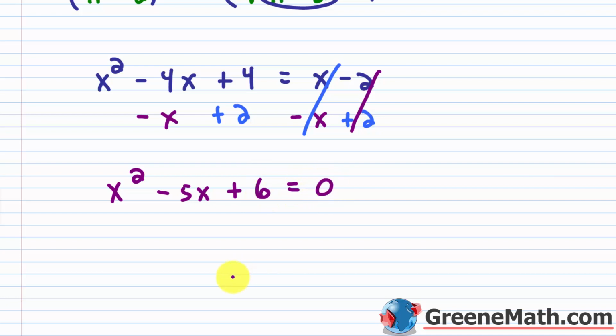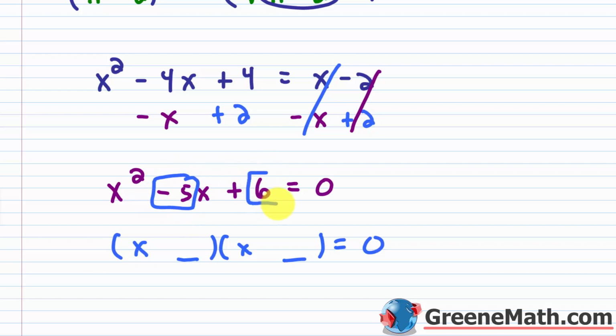Now I can solve this with the quadratic formula. I can solve it with factoring, whatever you want to do. Factoring is a little bit easier here. So let's go ahead and set this up as x and x. This equals 0 over here. So what are my 2 missing items here? I need 1 there and 1 there. Well, you need 2 integers whose sum is negative 5 and whose product is positive 6. So that would be negative 2 and negative 3.